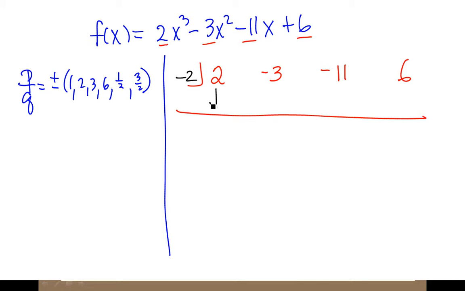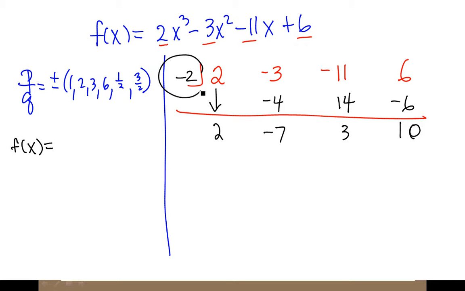Bring down your 2. 2 times -2 is -4. It's -7. -7 times -2 is 14. -11 plus 14 is 3. 3 times -2. Finally, we get a 0 remainder. So what we have so far is we know that -2 is a root. How would you write that? You write every root as a factor by doing x minus whatever that root is. So it's going to end up being x plus 2, because a minus times a negative is a plus.